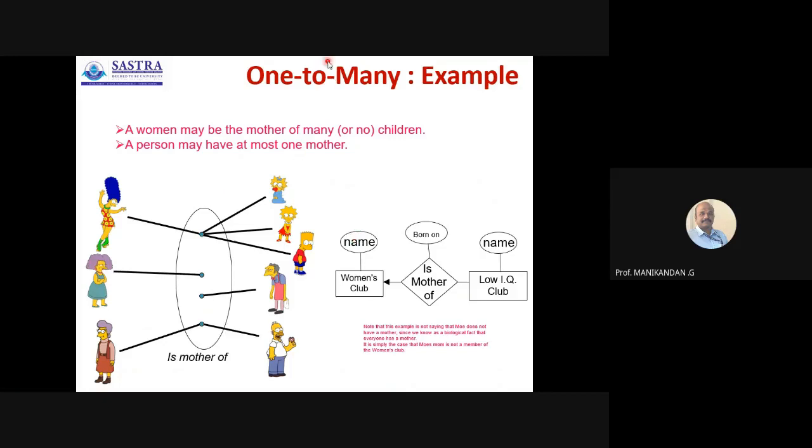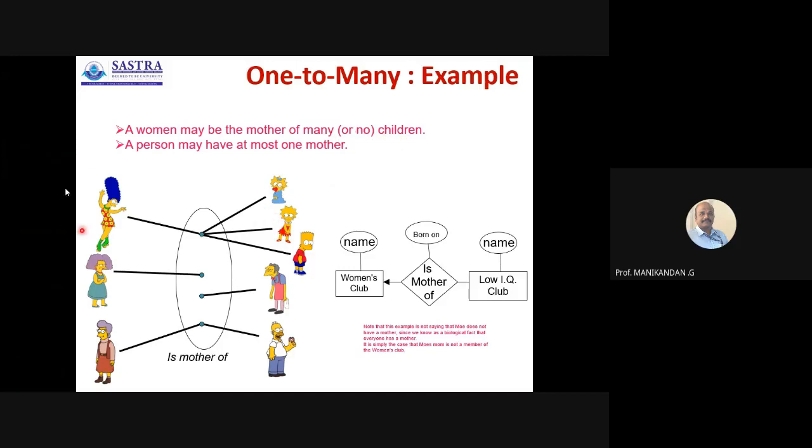So now an example for one to many mapping cardinality. What is the relationship type? Relationship type is mother of. You are having two clubs. One is women's club and another one is low IQ club. So now a woman may be a mother of many or no children.